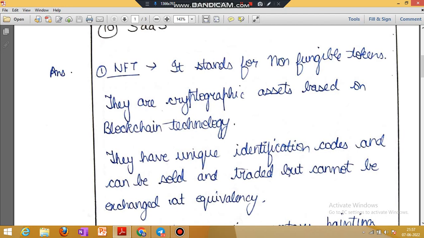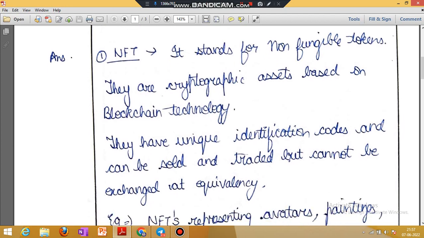Okay, and they are cryptographic assets. So basically the data is stored with the help of blockchain technology, and in the form of a cryptographic asset, which means you need to decipher it, so it is basically encoded. They also have unique identification codes which help to identify the authenticity of that particular token. They can be sold and they can be traded, but they cannot be exchanged at equivalency. I've already mentioned that you cannot exchange the token of one asset with another token. But they can be sold and they can be traded.